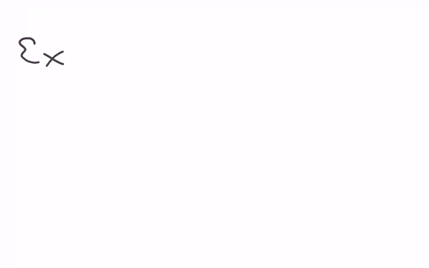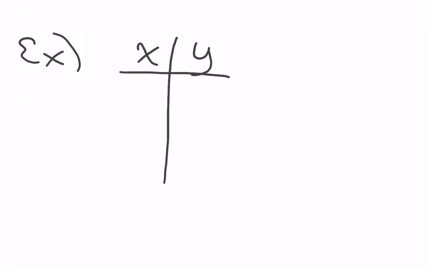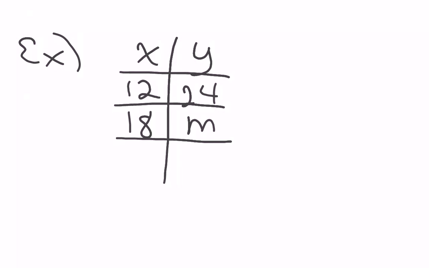Alright, first example is that we have a table. So let's write up that table. Alright, and it says this table shows direct variation. What is the value of m? So notice there is something missing there. We want to figure out what m is. So we have to use the clues that they've given us.